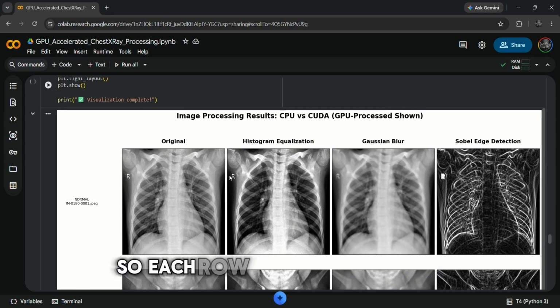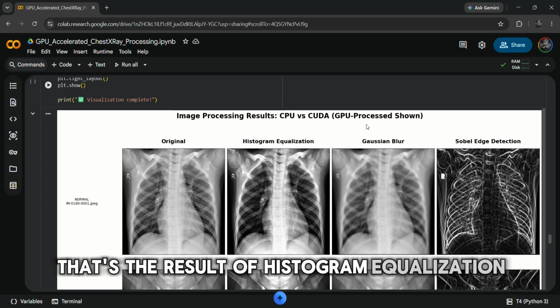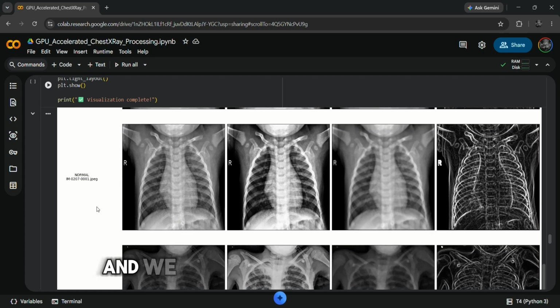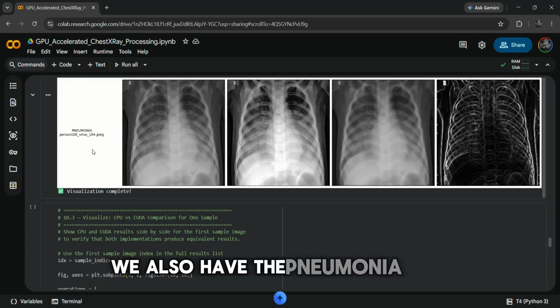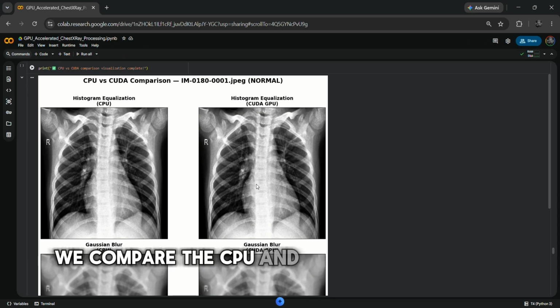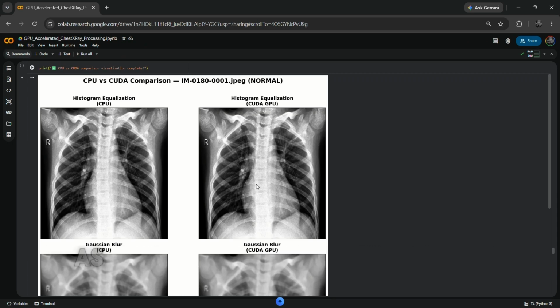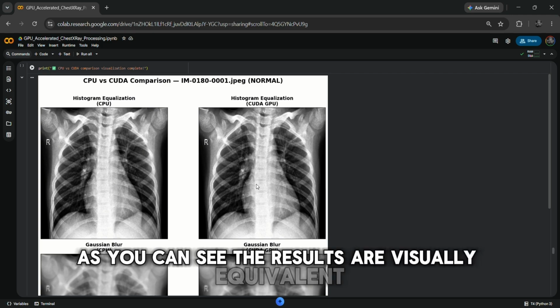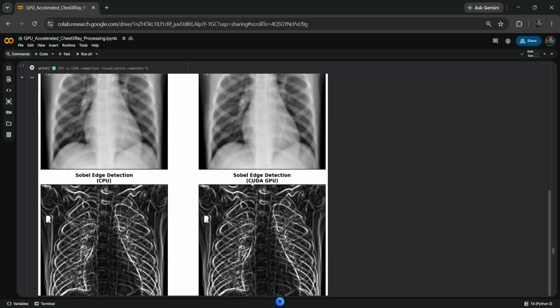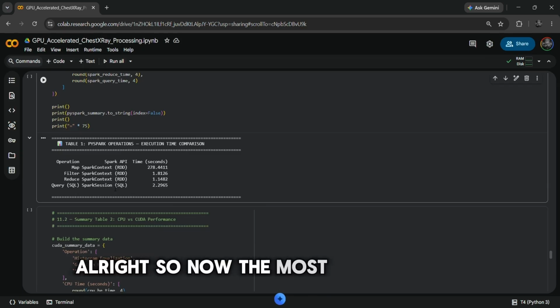Alright, so these are the results of the filters that we put on. Each row is a different chest X-ray sample. From left to right: the original image, then the result of histogram equalization, Gaussian blur, and Sobel edge detection. And we not only have normal here, we also have the pneumonia ones. And here we compare the CPU and CUDA outputs side by side. As you can see, the results are visually equivalent. The difference is purely on how fast they were computed.